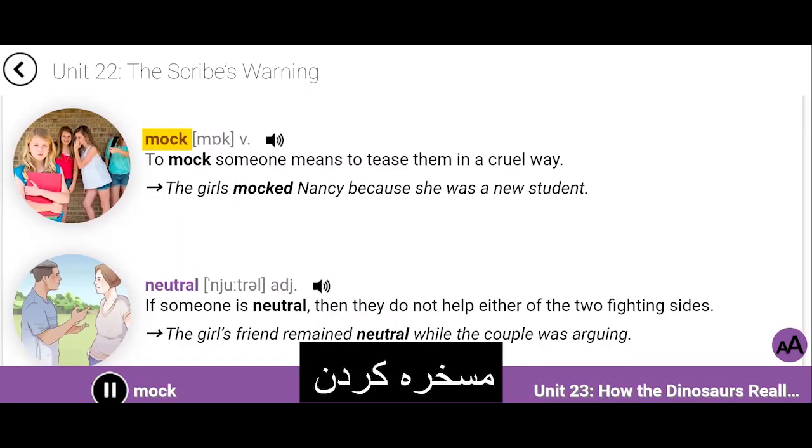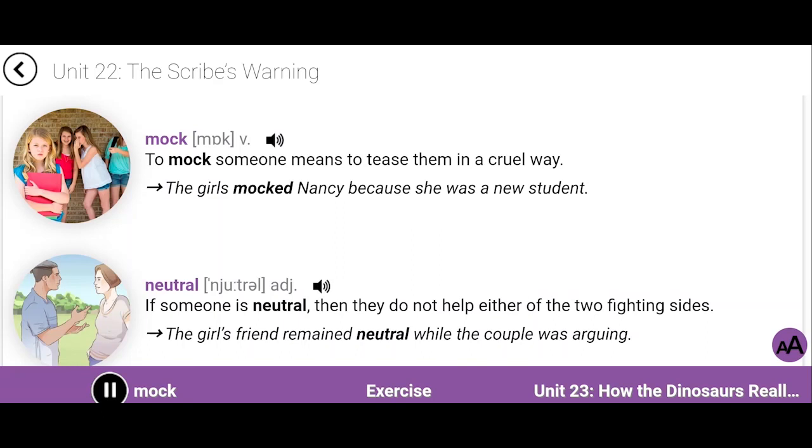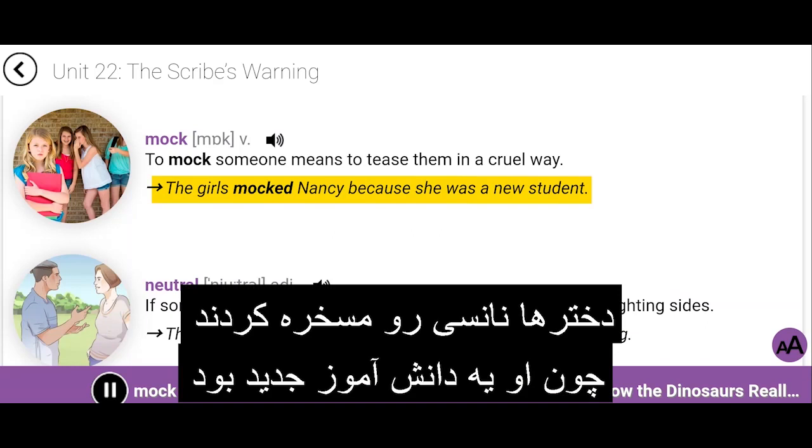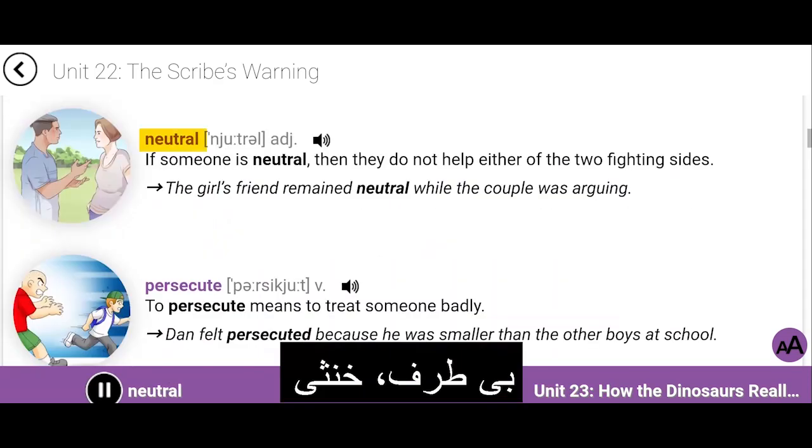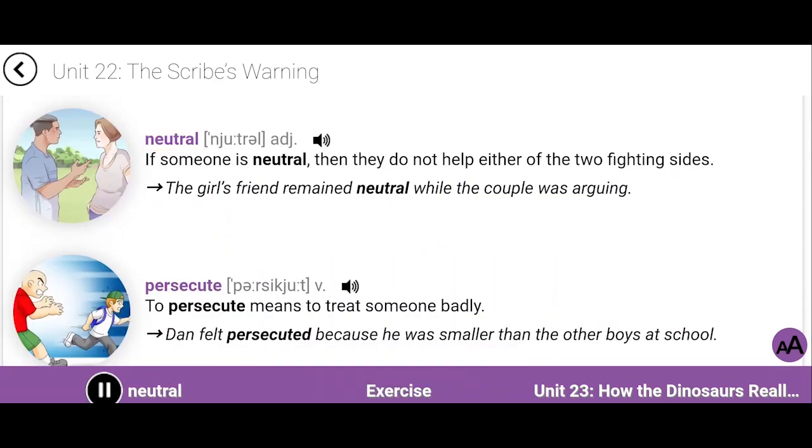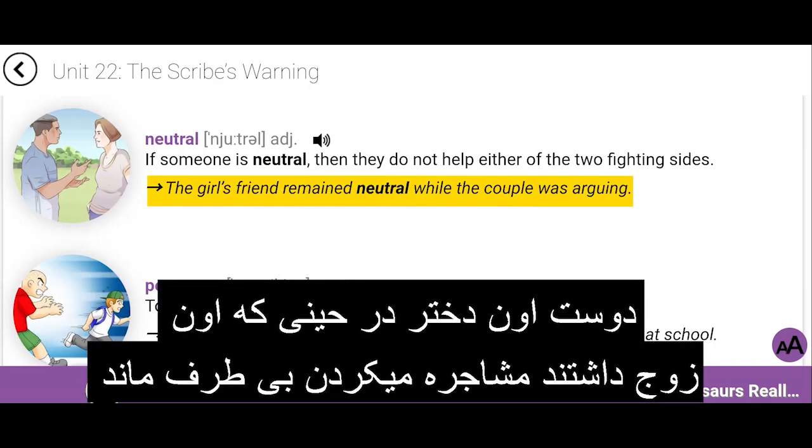Mock. To mock someone means to tease them in a cruel way. The girls mocked Nancy because she was a new student. Neutral. If someone is neutral, then they do not help either of the two fighting sides. The girl's friend remained neutral while the couple was arguing.